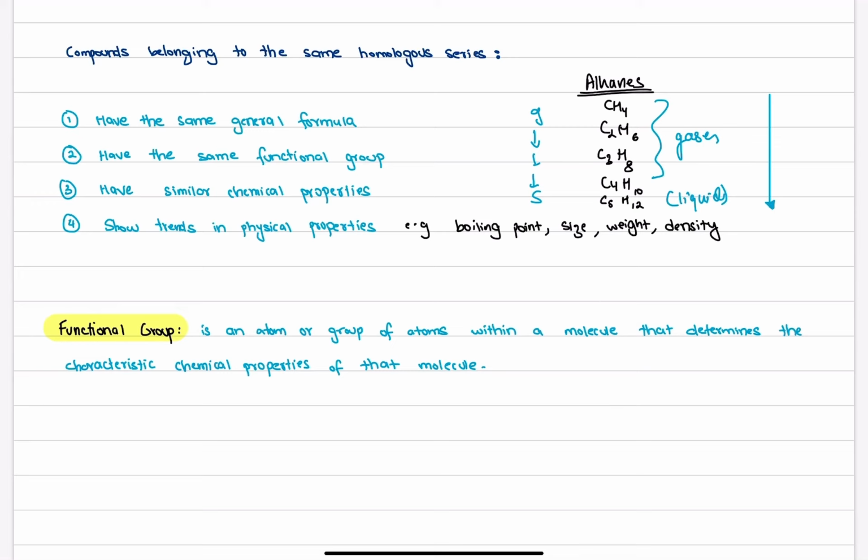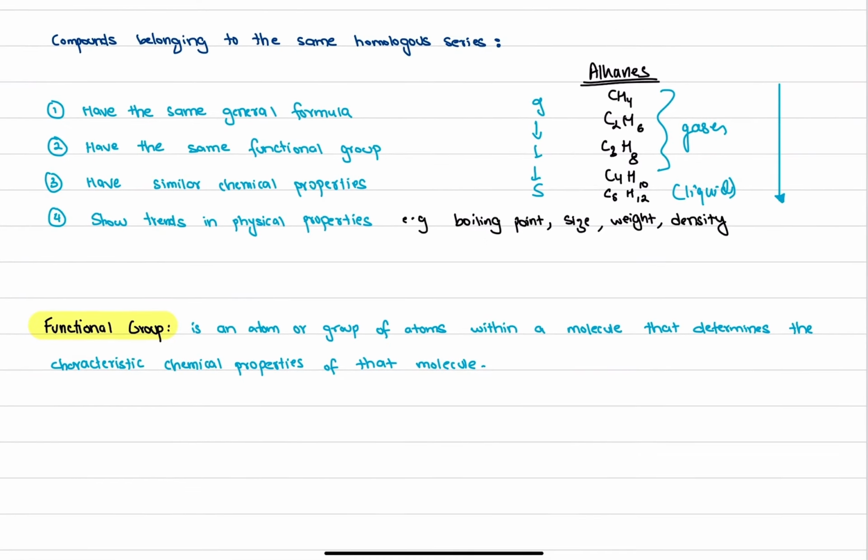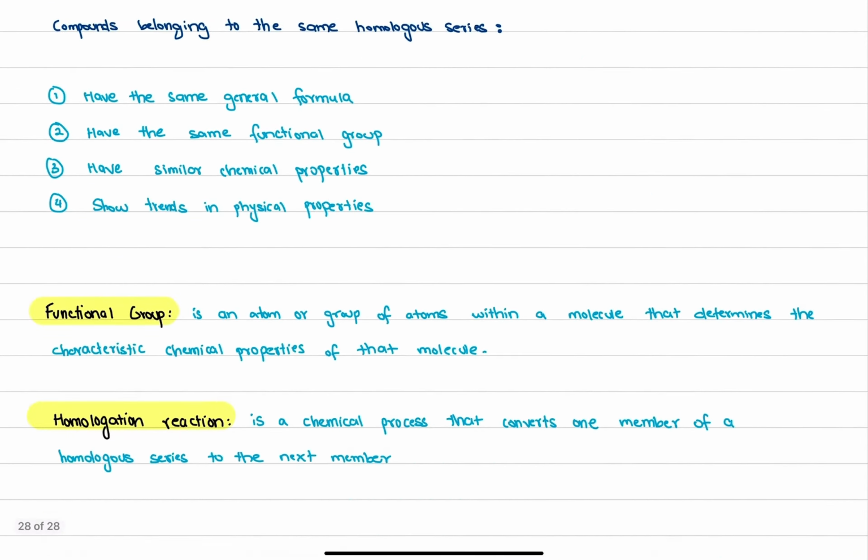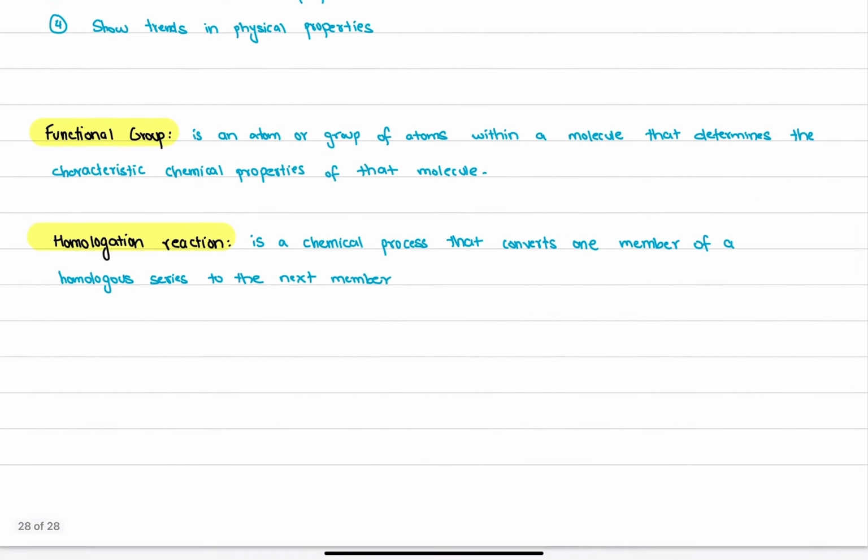So that's it for today. There's just one more thing that I would want you to know. It is just a little bit of a detail which you do not actually require, but I always like my students to remember this, and that is, what is a homologation reaction? Homologation reaction is basically a chemical process. So it means that there's a chemical reaction involved that converts one member of a homologous series to the next member.